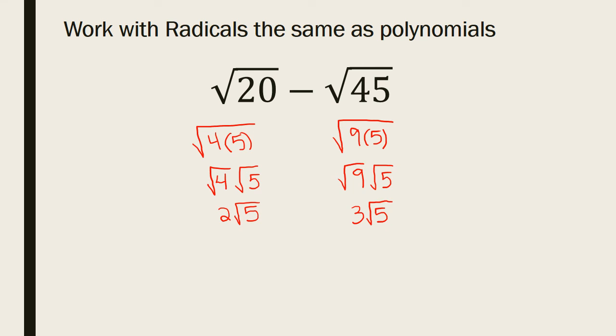So I end up with 2 radical 5 minus 3 radical 5. Now we have two like terms. They have the same radical, which means I can subtract now. 2 minus 3 is negative 1, so I end up with negative radical 5, and that's the final answer.